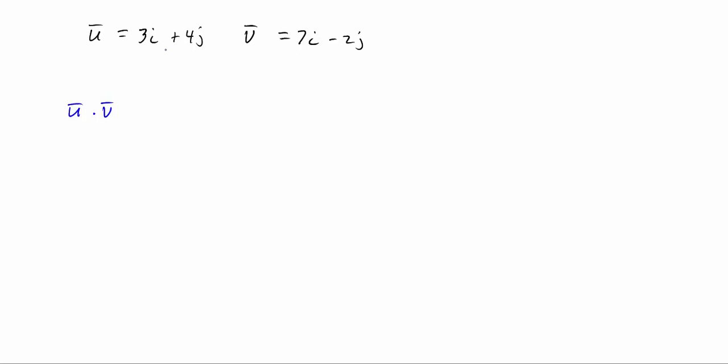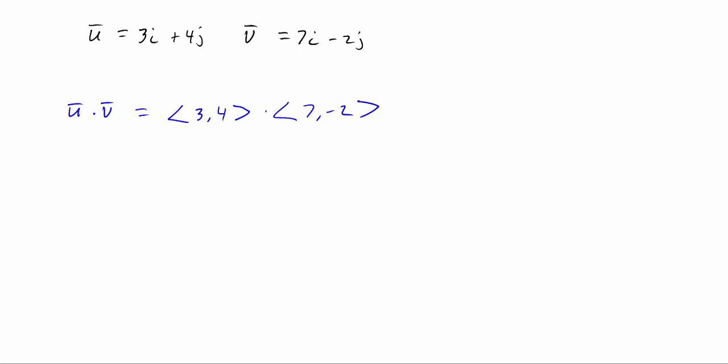Now it doesn't matter, we can leave it here in this form in terms of i and j, this linear combination for the two vectors, but I really prefer to write this as the component form. I just think it's a little bit easier to see. So in other words, 3i plus 4j, we could simply write that as 3, 4 multiplied by 7i minus 2j, which is the same thing as 7, negative 2.